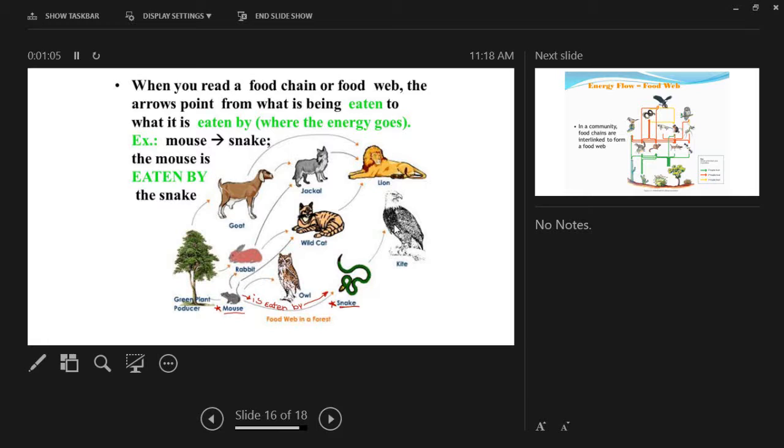I don't know. Consumers are heterotrophs. They eat other organisms. Y'all should know herbivores eat plants, carnivores eat meat, omnivores eat both. And then decomposers, y'all know what a decomposer is?